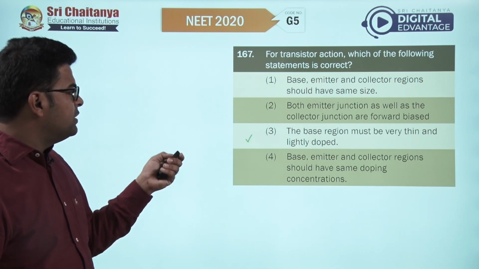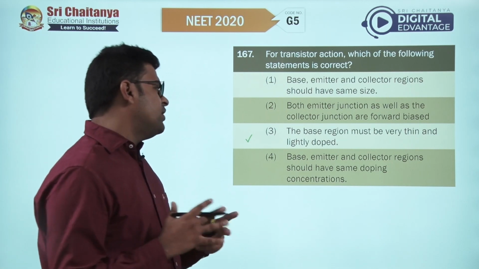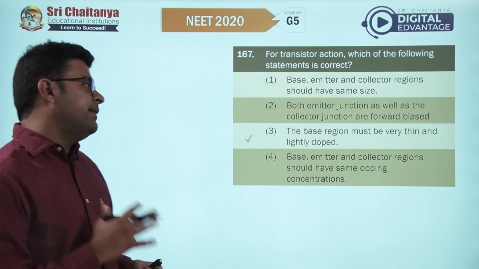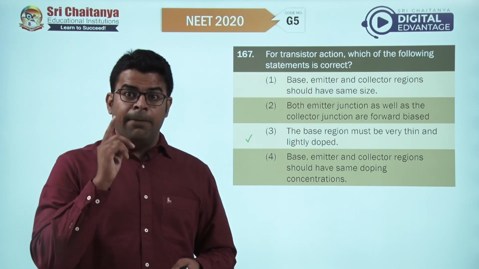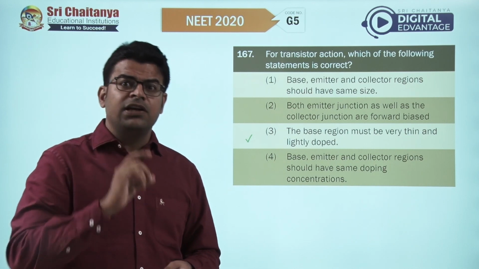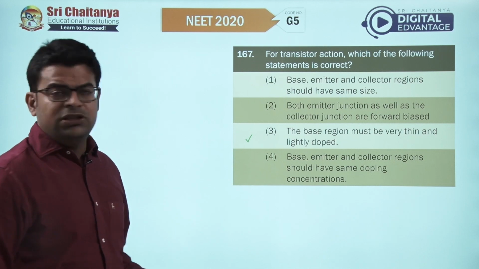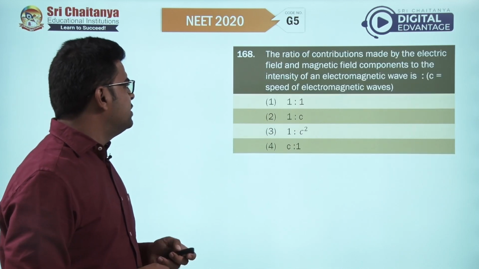The right answer to 167 is 3. If you might ask why 4 is wrong, let's see it. Base, emitter and collector region should have same doping concentration. No, emitter is heavily doped, collector is moderately doped, and base is very feebly doped. So fourth option is also wrong. Let's move on to question number 168.